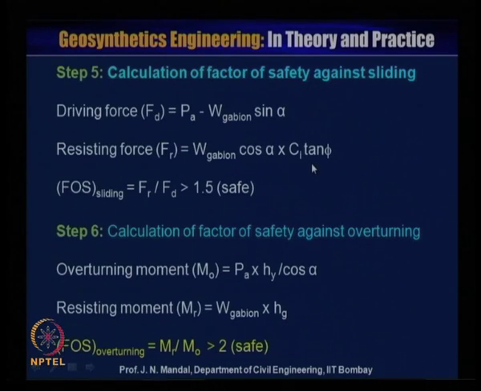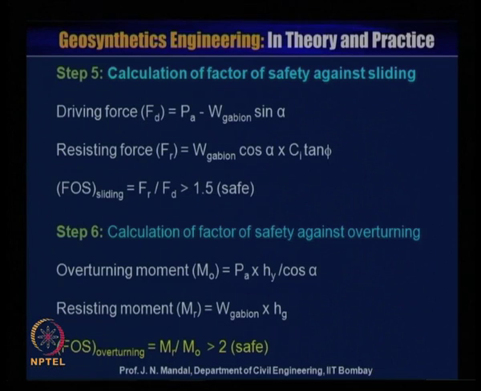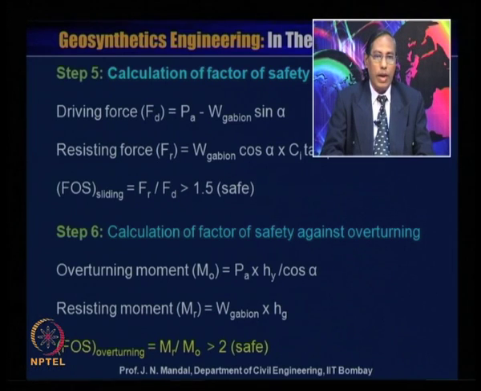Step 5, calculation of factor of safety against sliding. Then we have to calculate the driving force. Fd is equal to Pa minus W gabion into sin alpha. Resisting force Fr is equal to W gabion into cos alpha into c_i tan phi. Then you calculate the factor of safety against sliding, which is equal to Fr by Fd. It should be greater than 1.5, then it is safe.